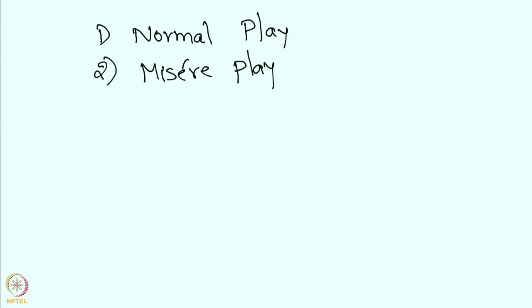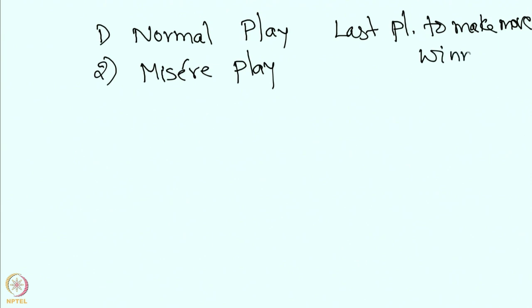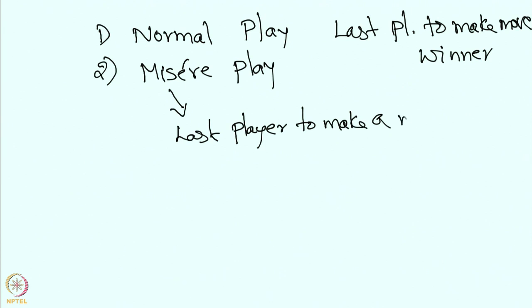In a normal play, the last player to make a move is the winner. In misère play, the last player to make a move is the loser. So, despite the fact that seemingly one looks like the negation of the other, they are different, we will see them later.